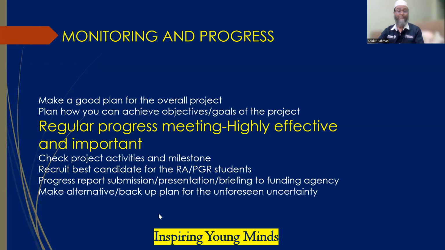Make alternative backup plans. Normally when we run a project, sometimes an RA resigns, sometimes equipment breaks down, and some uncertainties happen. When this happens, you need to have a proper plan. That is why teamwork and collaboration are very, very important. Unforeseen circumstances may happen, so keep all of those in mind, and also how you are going to address them. You need to provide the justification.